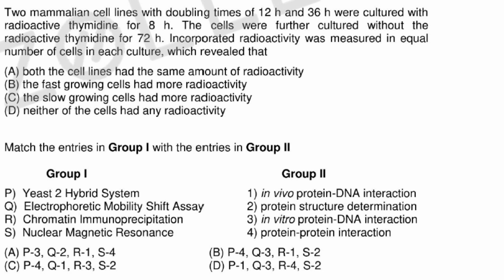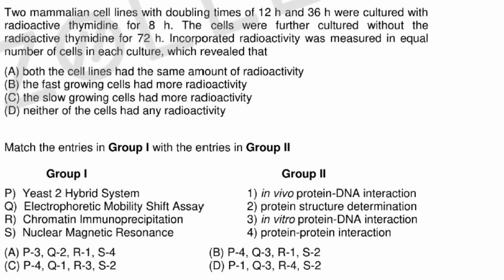Then next one. Two mammalian cell lines with doubling times of 12 hours and 36 hours were cultured with radioactive thymidine for 8 hours. The cells were further cultured without radioactive thymidine for 72 hours. Incorporated radioactivity was measured in an equal number of cells in each culture, which revealed that both cell lines had the same amount of radioactivity. No, one is fast growing, one is slow growing. The slow growing is the one at 36 hours and fast growing is the one at 12 hours. Fast growing cells have more radioactivity?